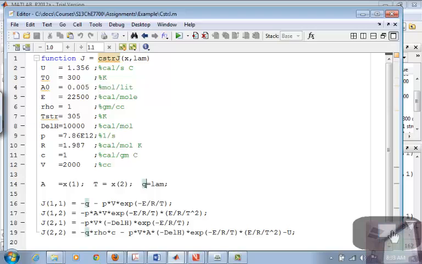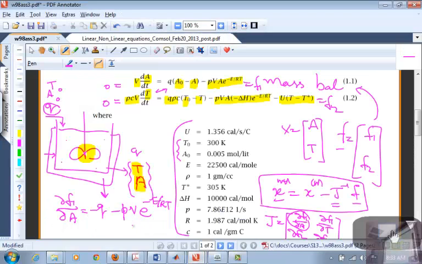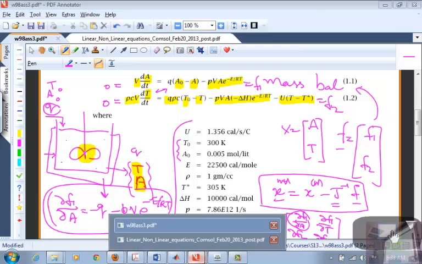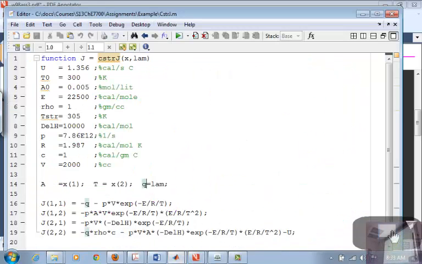And what are these 4 lines? I showed only one of them. Those are the various derivatives. If you compare the first derivative, I hope we have it right. Minus Q, so this is J11 for you. Minus Q minus PV times e to the power minus E over RT. Is that what we had? Minus Q minus P times V times exponential E over R over T.